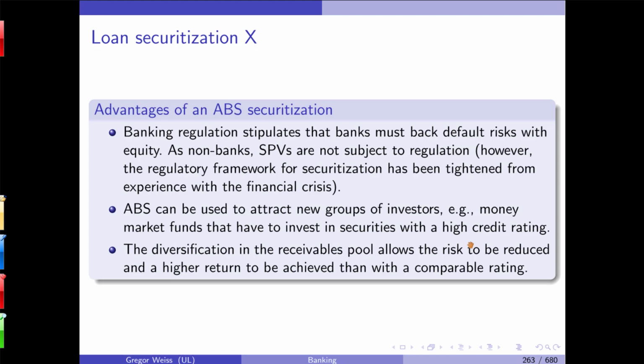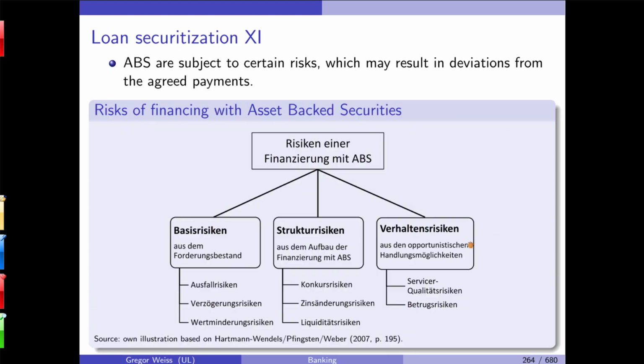And now, bank regulation stipulates that banks must back default risk with equity. SPVs, at least at that time, were non-banks, and they are not subject to regulation. That has been changed, but at that time, you didn't need capital to give out those loans. And they can be used to attract a new group of investors, for example, money market funds, that also helped a lot during the financial crisis. Money market funds were also at the very core of the financial crisis because they were heavily invested in the ABS and MBS market. And there's diversification in this pool.